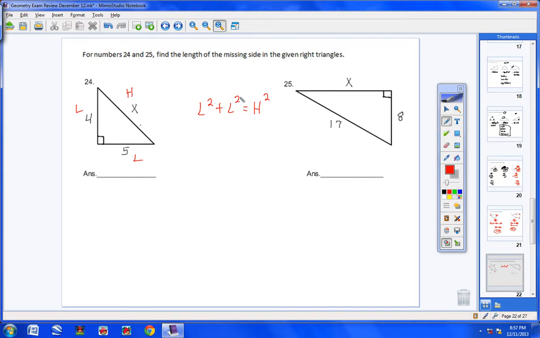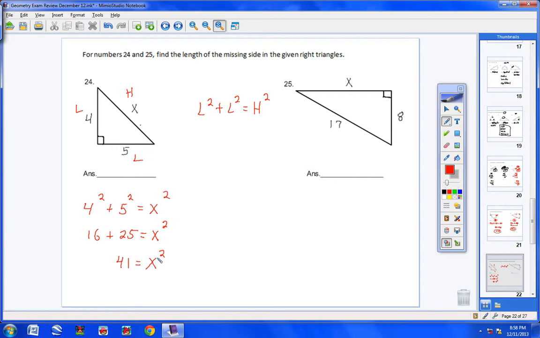So using this formula, Pythagoras Theorem, I have a 4, that's a leg, so 4 squared, plus another leg that's squared, that's 5 squared, equals my hypotenuse squared, which is x squared. Well, 4 times 4 is 16, 5 times 5 is 25, equals x squared. Add these two numbers together, 41 equals x squared. Now, I'm not interested in knowing what x squared is. I want to get x all by itself.